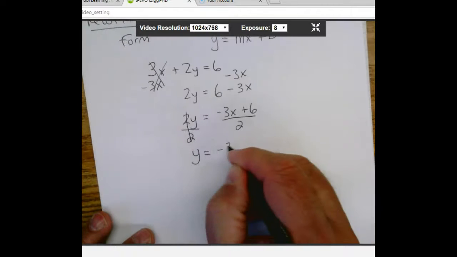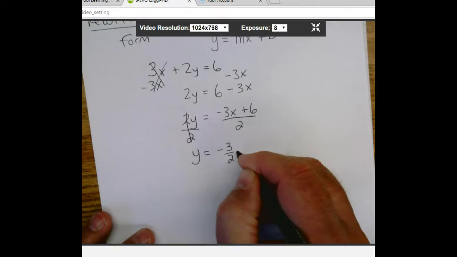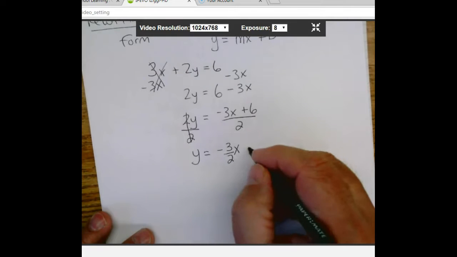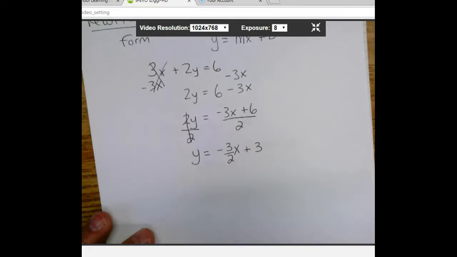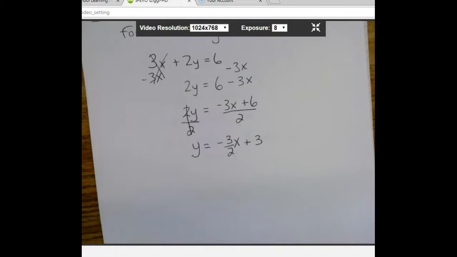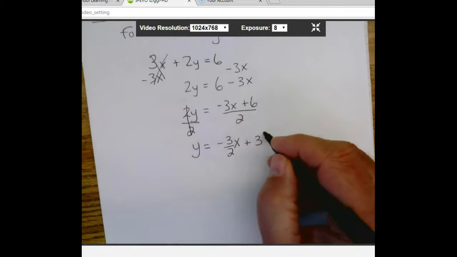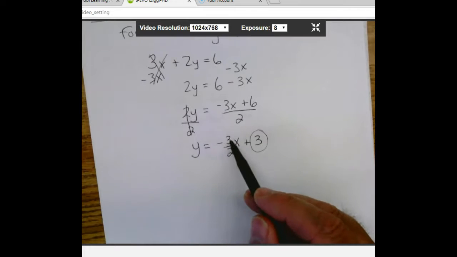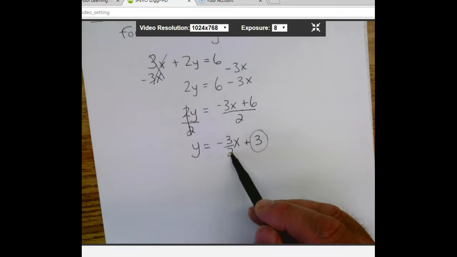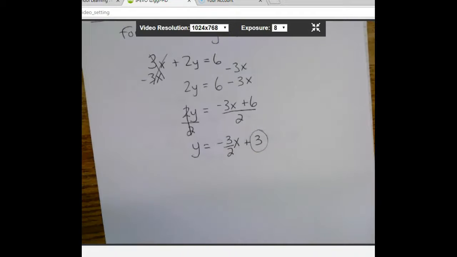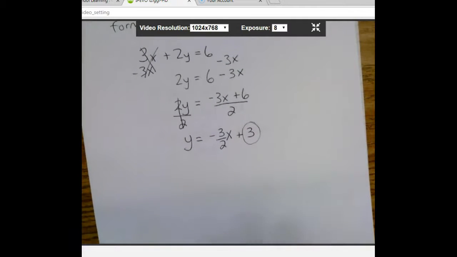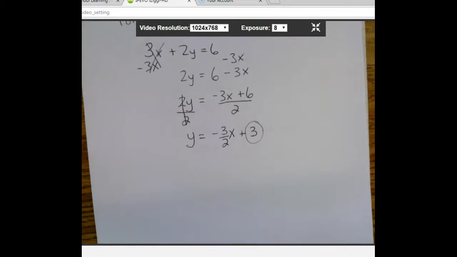So we'll just rewrite that: negative 3 over 2 times x, and then 6 over 2, which is 3. So that gives us our slope-intercept form. It tells us it has the y-intercept at 3, and a negative slope of 3 over 2. And then we could plug in points, and we could even graph this. So if we wanted to graph this, let's go ahead and do that so we get another example.